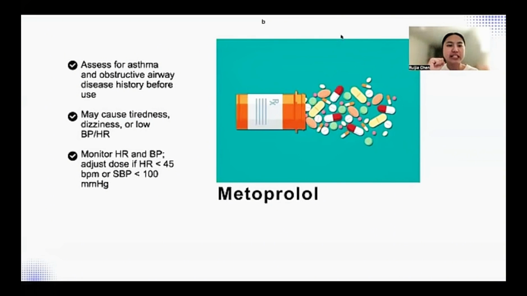Finally, the last medicine is metoprolol. Before starting metoprolol, Teresa should be assessed for any history of obstructive airway disease or asthma. Nurses need to inform Teresa that this medication may cause side effects such as tiredness, dizziness, low heart rate, and low blood pressure. Nurses should monitor Teresa's blood pressure and heart rate regularly before and after treatment. If the heart rate falls below 45 beats per minute or the systolic blood pressure drops below 100, nurses should reduce or stop the medication gradually.